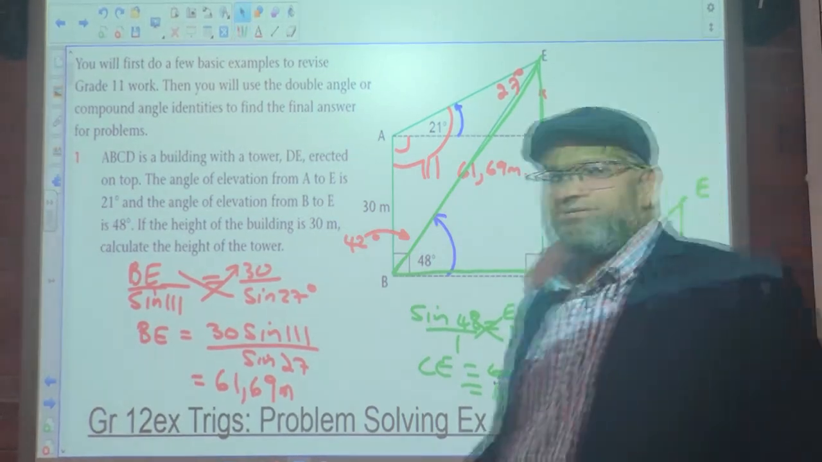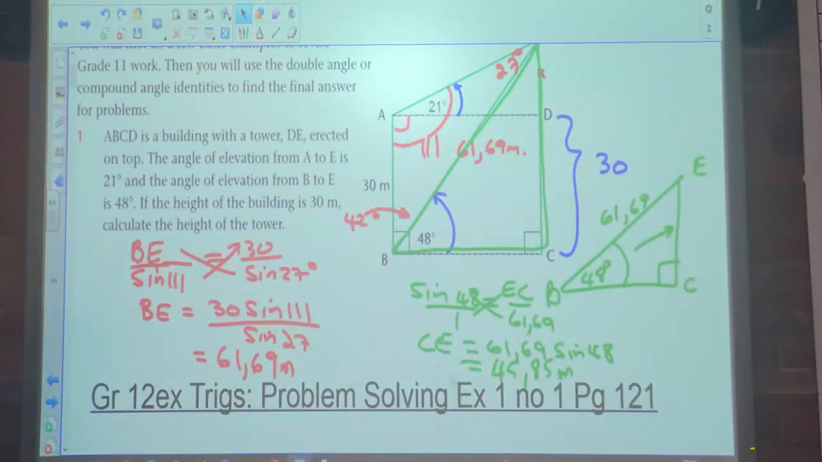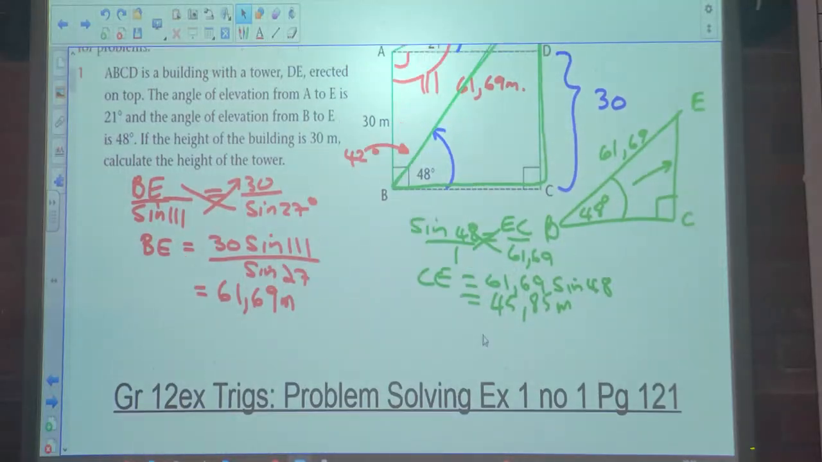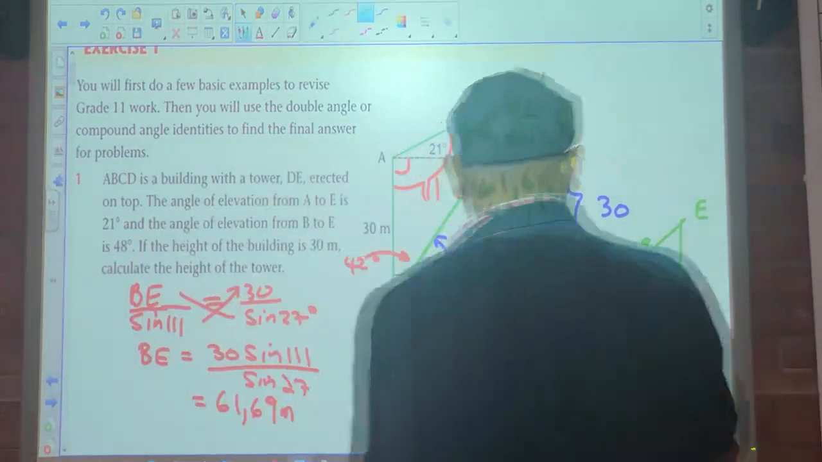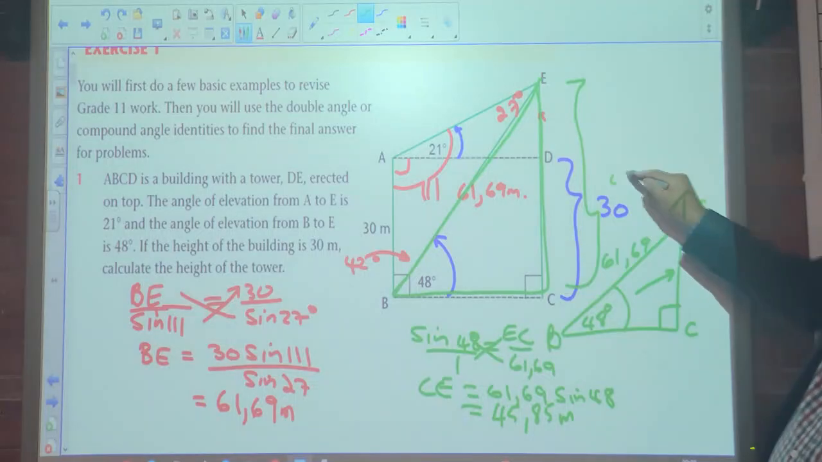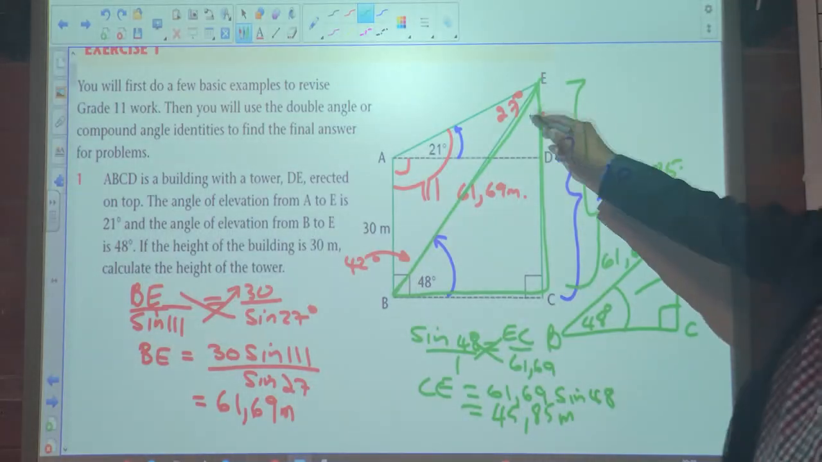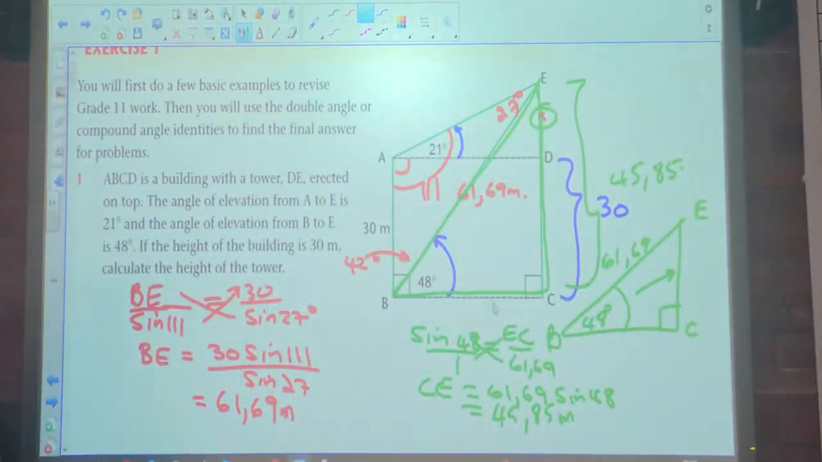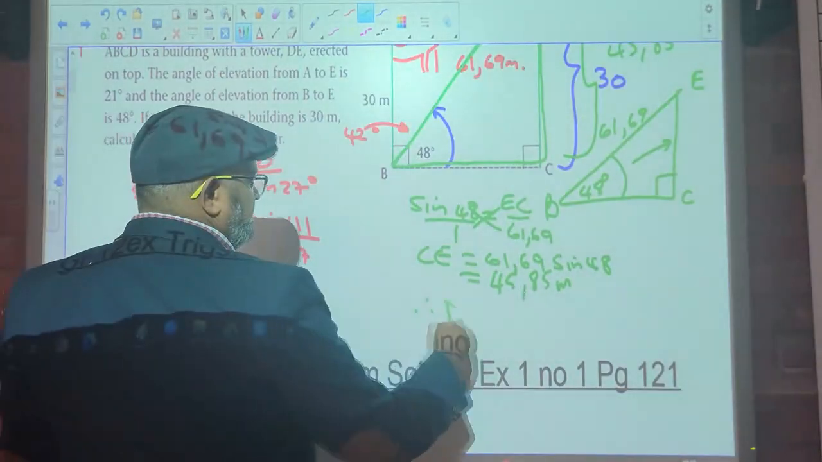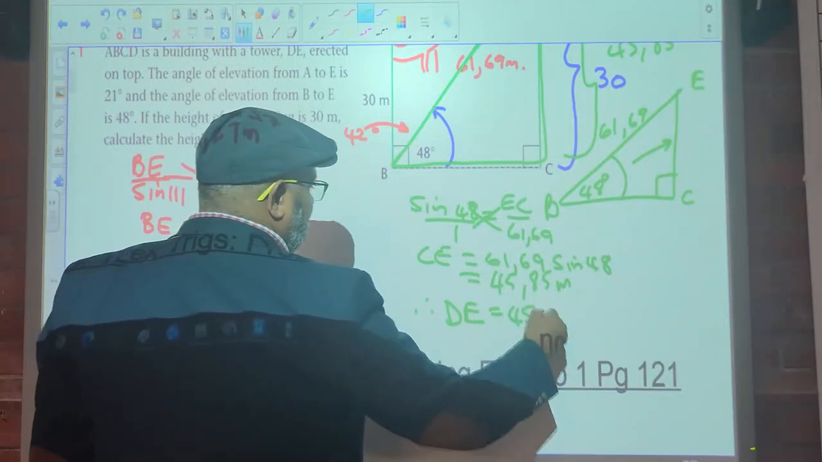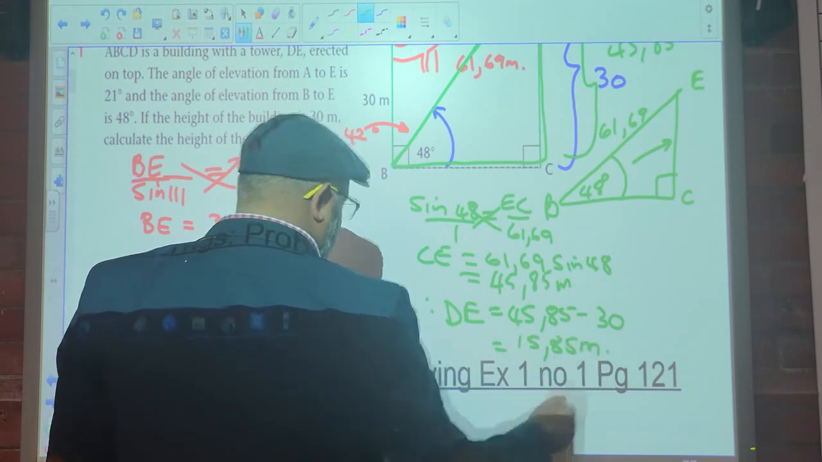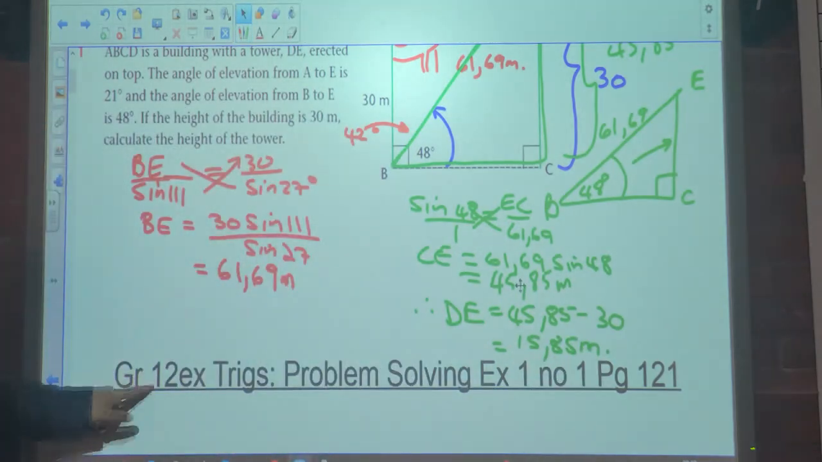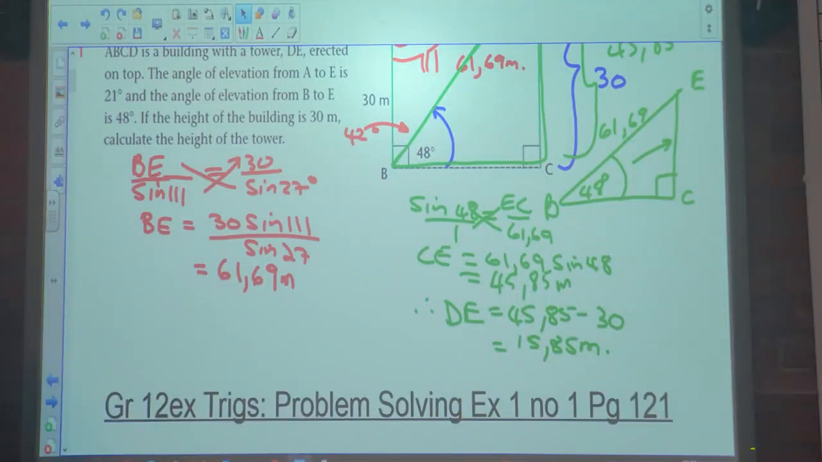But have I answered the question? No. The question was to calculate the height, which is DE, not so? But remember that this whole length now is 45,85. So I'm going to get the height there, I'm going to subtract the 30, not so? So therefore, DE is going to be 45,85 minus 30, which is 15,85 meters. If they wanted the nearest meter, it would be 16 meters. Is that correct? Check the answer.